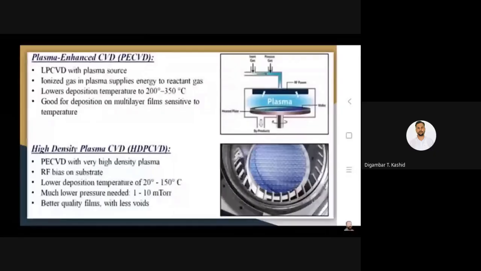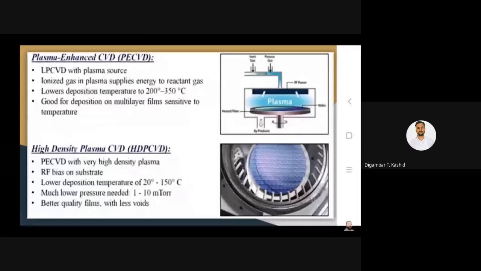Let us discuss the next one called high density plasma CVD. It is plasma enhanced CVD with very high density plasma. The density of plasma is higher, with RF bias on the substrate. Lower deposition temperature, generally 20 to 150 degrees centigrade, and much lower pressure, generally 1 to 10 millitorr, is required, giving better quality films with fewer defects. So these are more sophisticated machines than the plasma enhanced process. Okay.